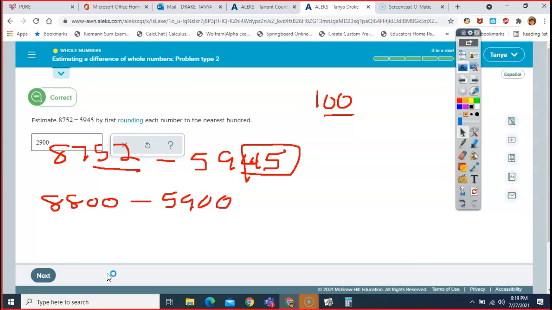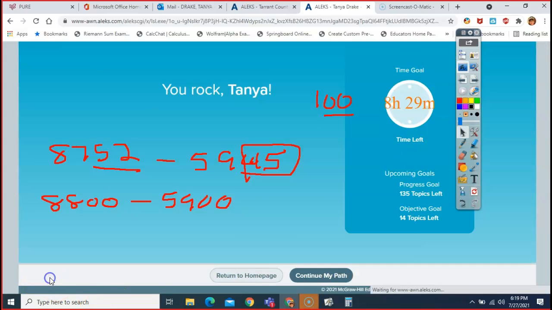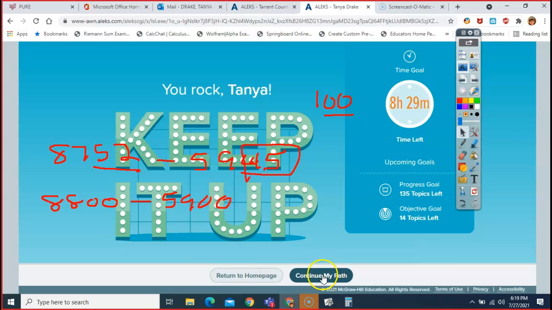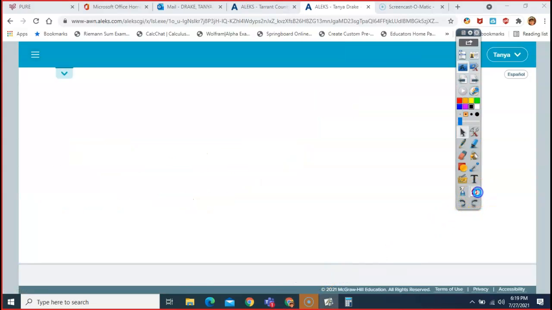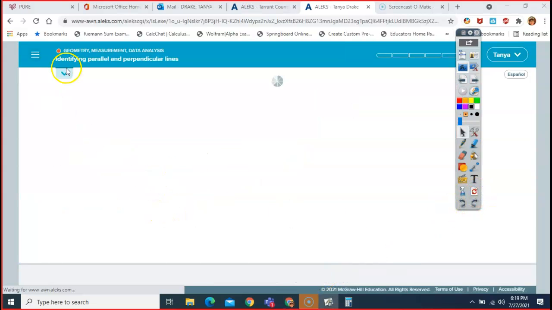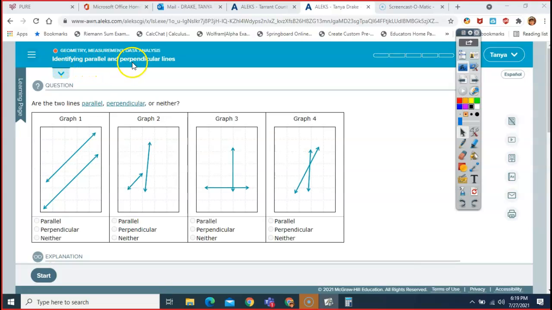All right, so let me see what else is bringing up. Anything in the yellow, I don't think we need to do, because it's the geometry. Like here's one. Identifying parallel and perpendicular lines. Are you okay with this? Oh, yeah, that's another one I was having issues with too. Okay. All right, so parallel mean they're never going to touch.